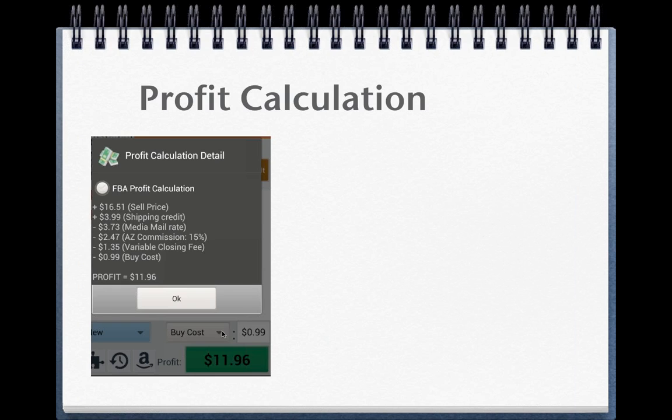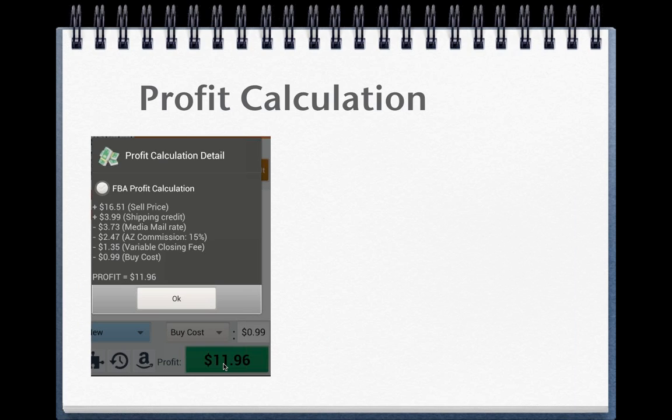Now that we've looked at settings, let's talk a little bit about profit calculation. Again, this is one of those things that I wish every Profit Bandit user knew, but you'd be surprised how many people write in and don't know that you can tap down here on the profit to see a breakdown of how it was calculated. And the profit that you see here defaults to whatever you have selected in settings.